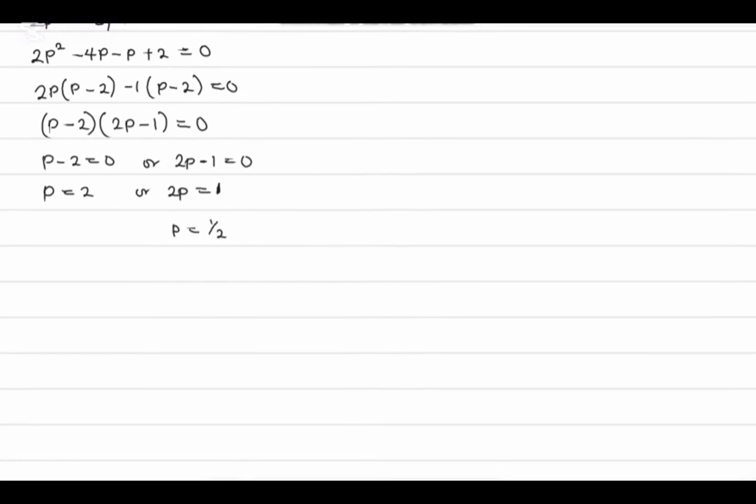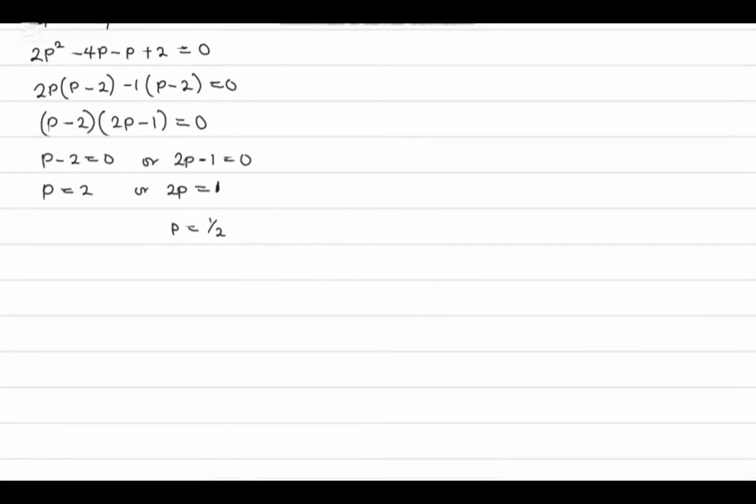But p is not what we are looking for. Remember, we said let 2 raised to the power x be p. So recall that 2 raised to the power x is equal to p. In that case, when p is 2, we say 2 is equal to 2 raised to the power x. Actually, this can be written as 2 raised to the power 1 equal to 2 raised to the power x. And we can make common terms, and then we get that x is equal to 1.